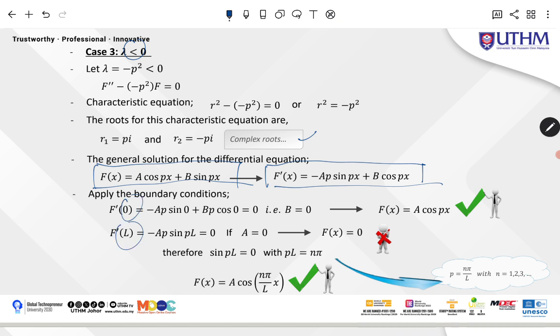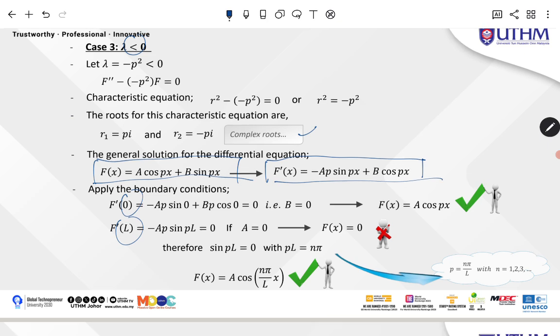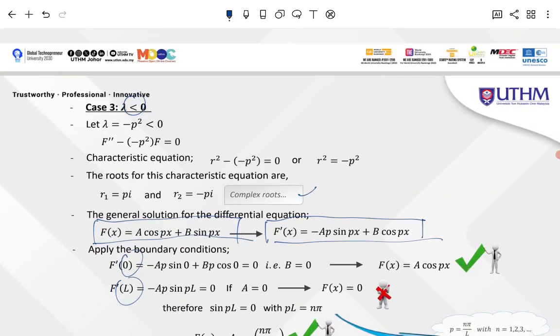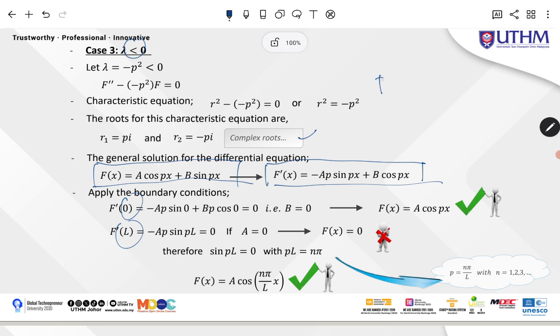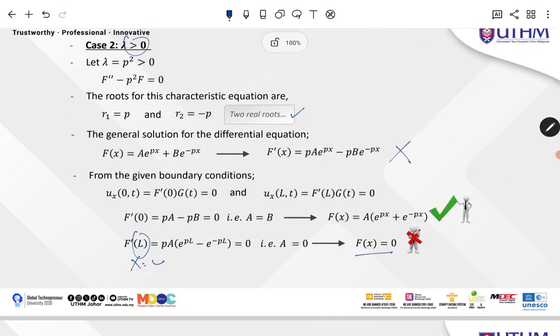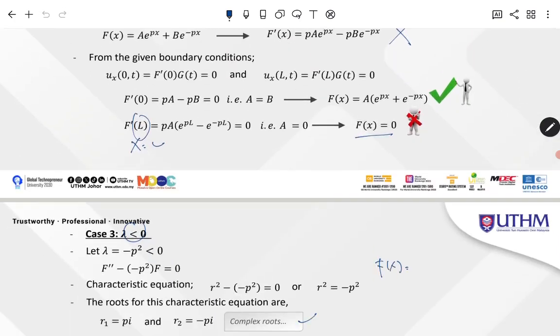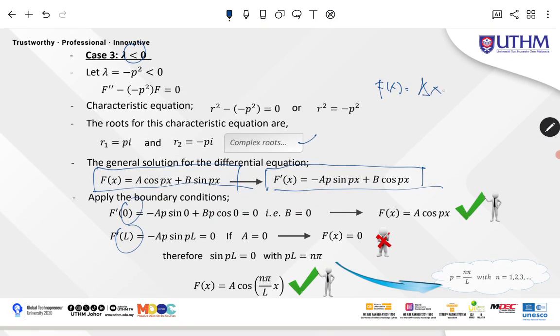So we have two solutions for f(x). The first one is ax plus b, and the other is f(x) equal to a cos(n pi x over L). So we have two solutions for f(x).